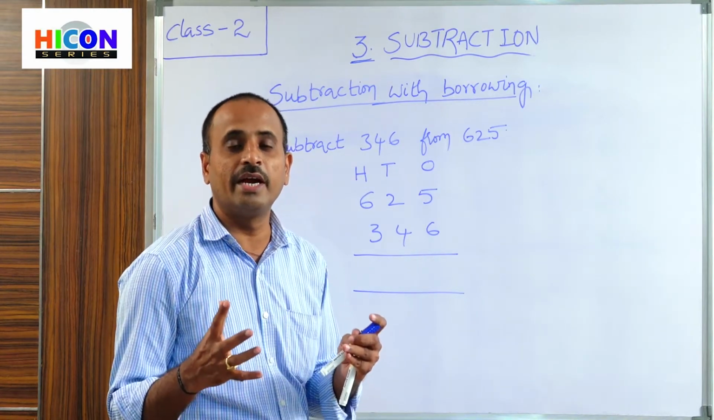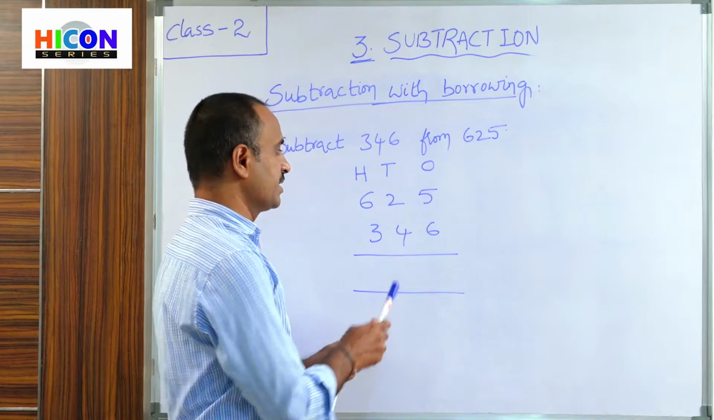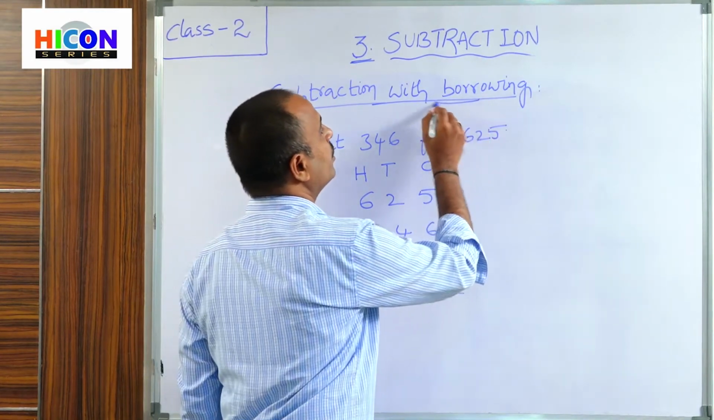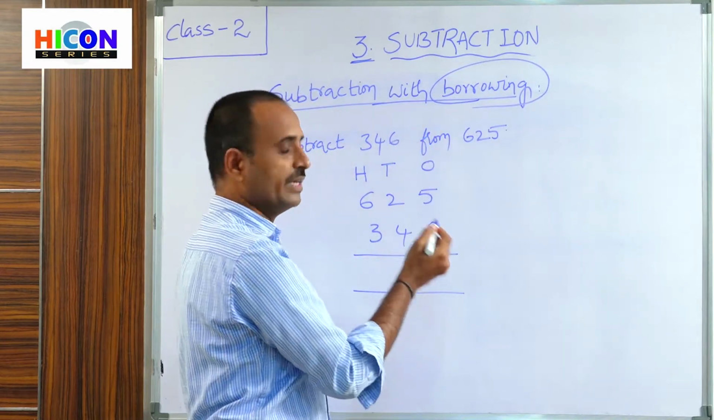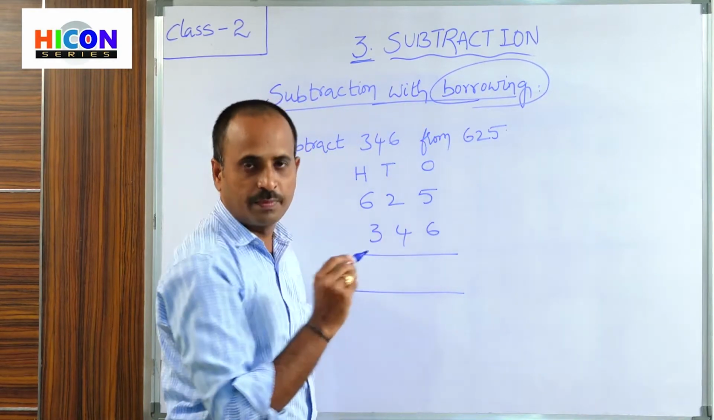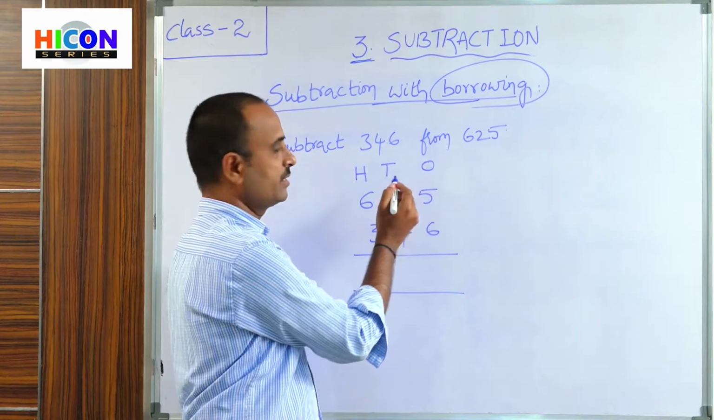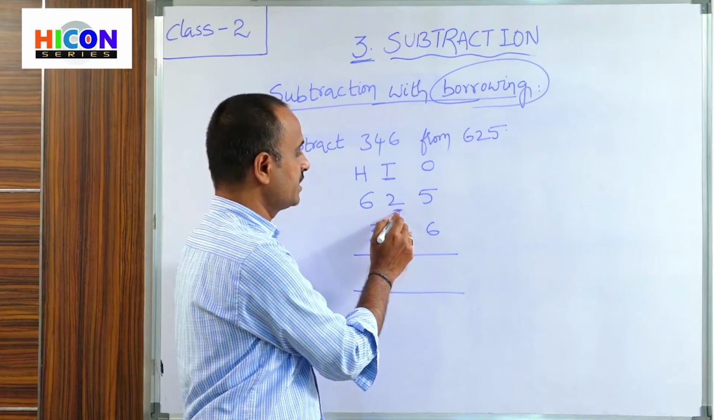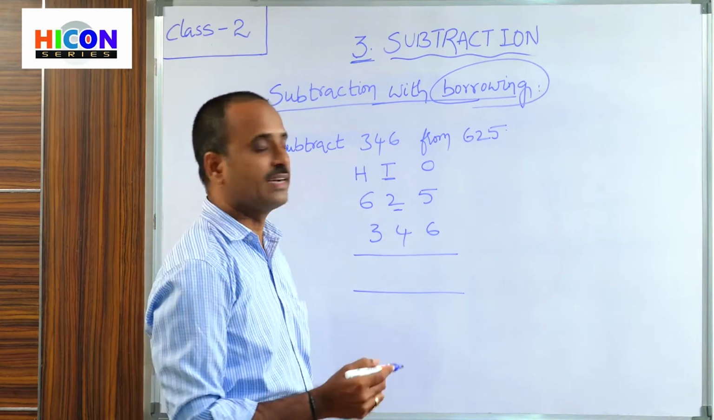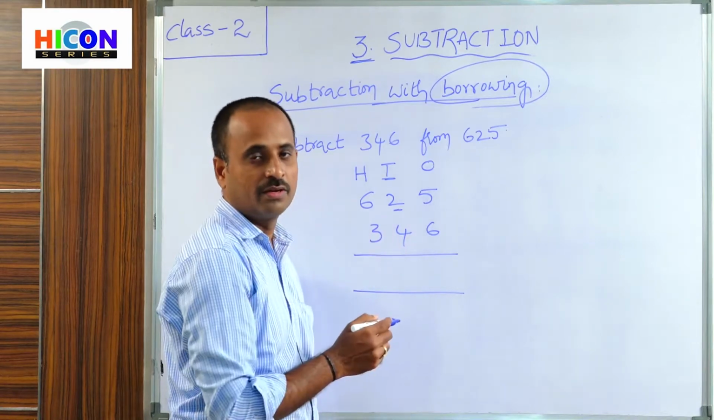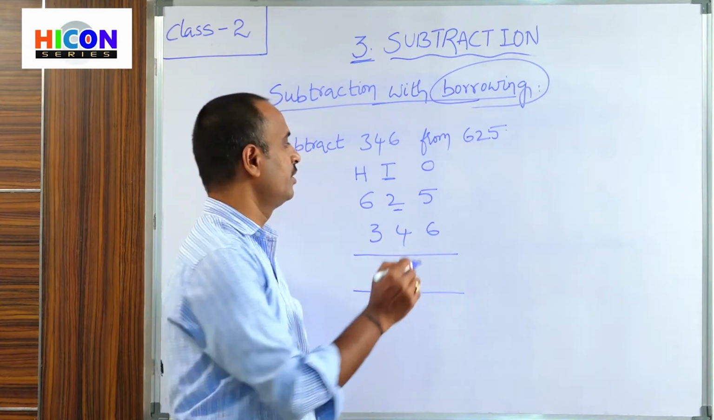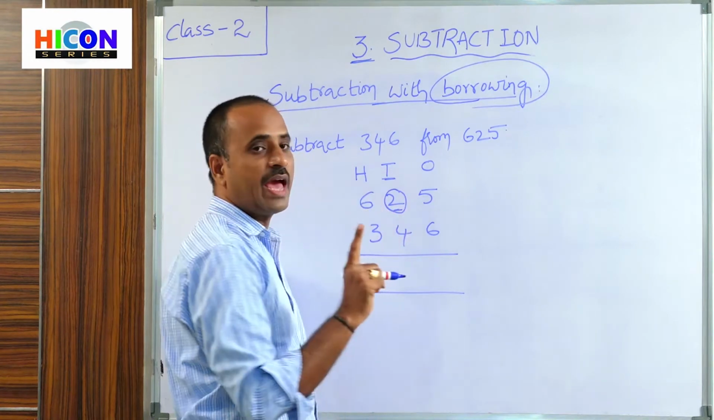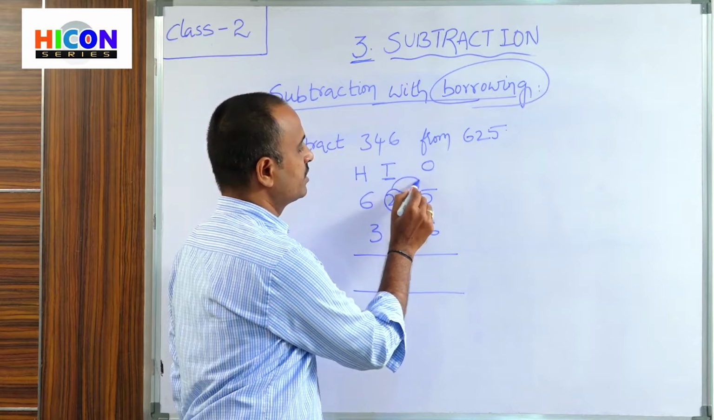Then we have to get borrowing from the previous places. So if the subtraction is not possible, we have to get borrowing from the digits present in the previous place. So what is the previous place? Tens place. What is the digit present in the tens place? 2 is present in the tens place. That means how many tens are there? 2 tens are there. So now carry 1 ten to the ones place. So among 2 tens, carry 1 ten to the ones place.